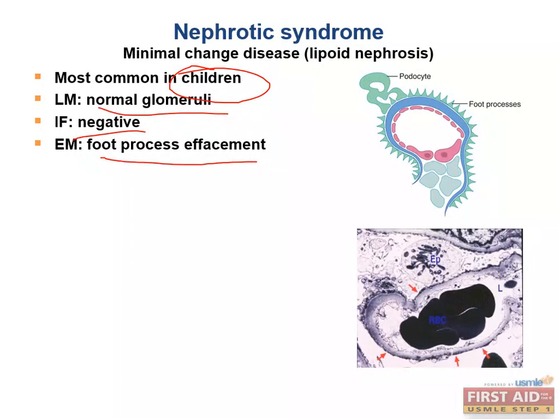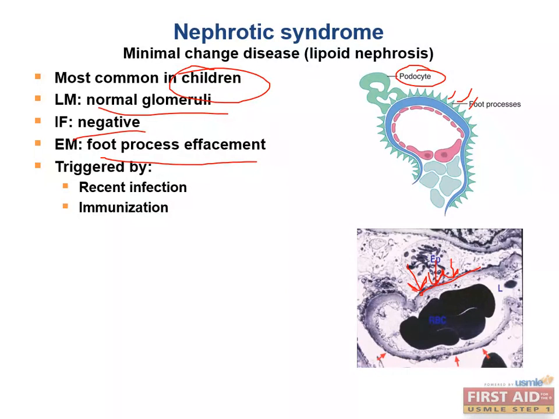Remember, those foot processes are coming from the podocytes, and they form these little filtration slits. And in minimal change disease, they get effaced, meaning we no longer see the regular repeating filtration slits, but rather just one straight line. Basically, the podocyte has just formed one blob on the surface of the glomerulus, and we no longer have those regular repeating foot processes. And this leads to a disruption of the normal glomerular filtration barrier. And this defect is going to lead directly to the loss of albumin into the urine, which contributes to the patient's symptoms, primarily edema. Now, it usually is triggered by a recent infection, immunization, or some other immune stimulus, and it can be associated with Hodgkin's lymphoma.